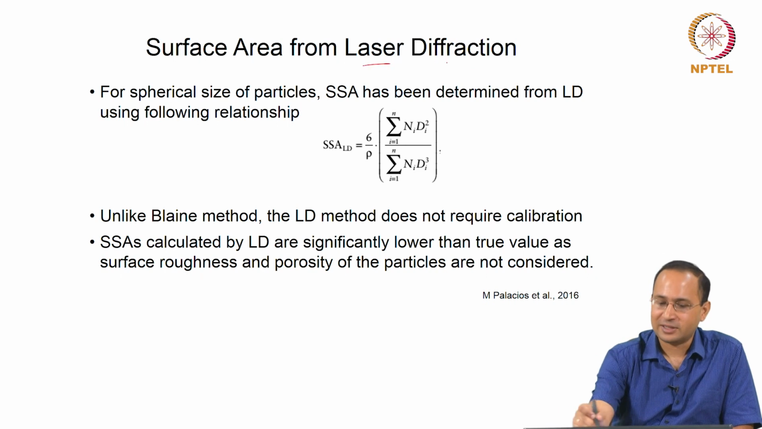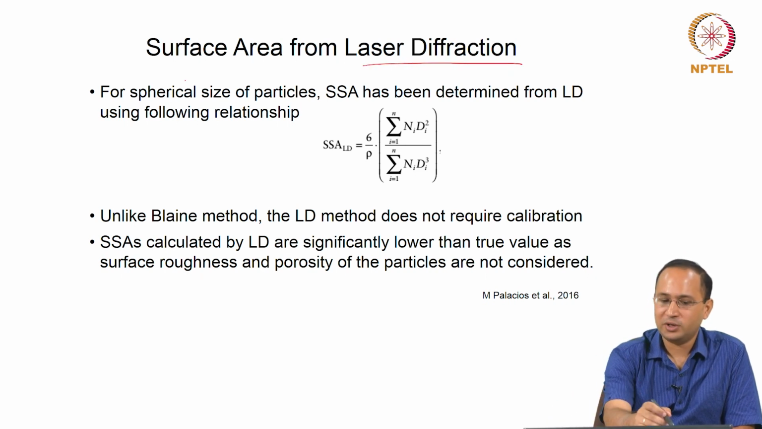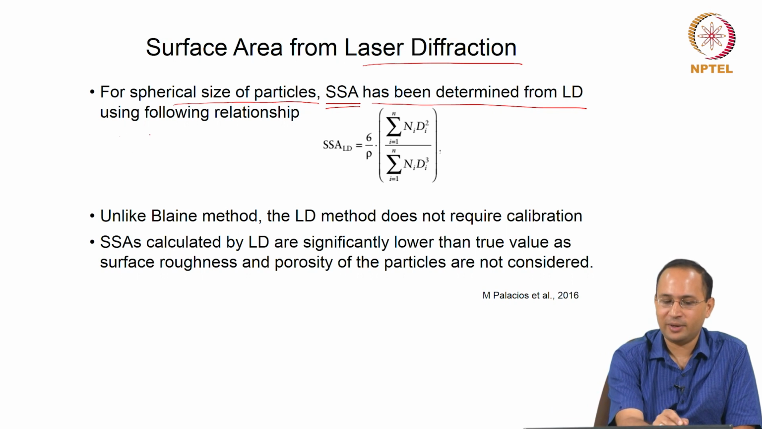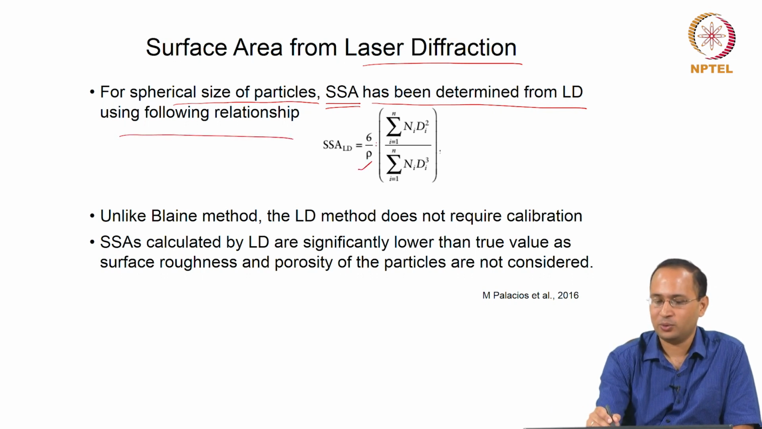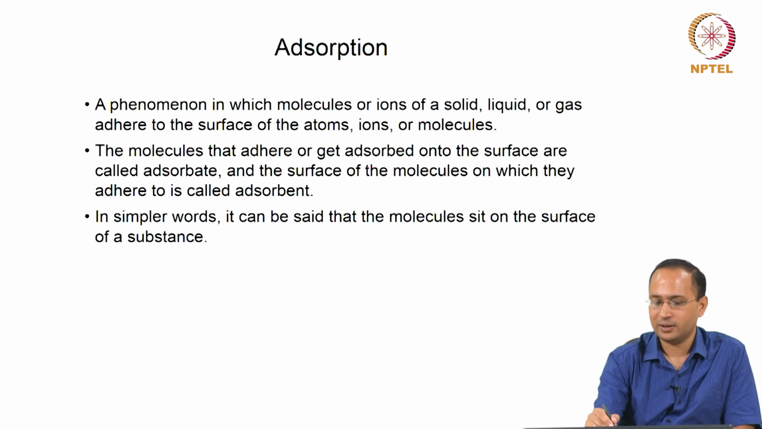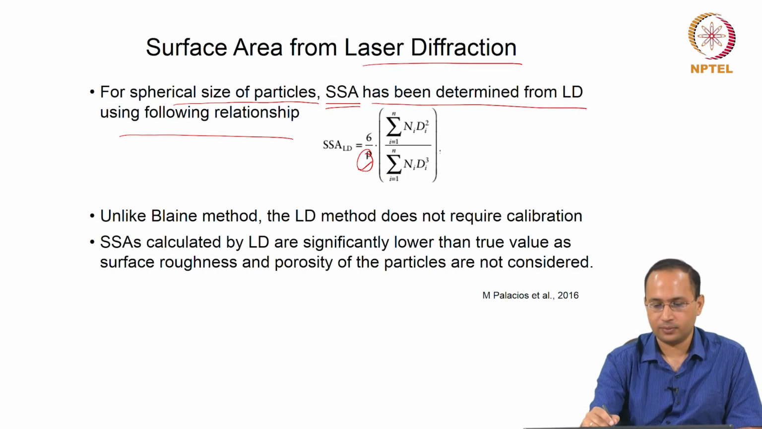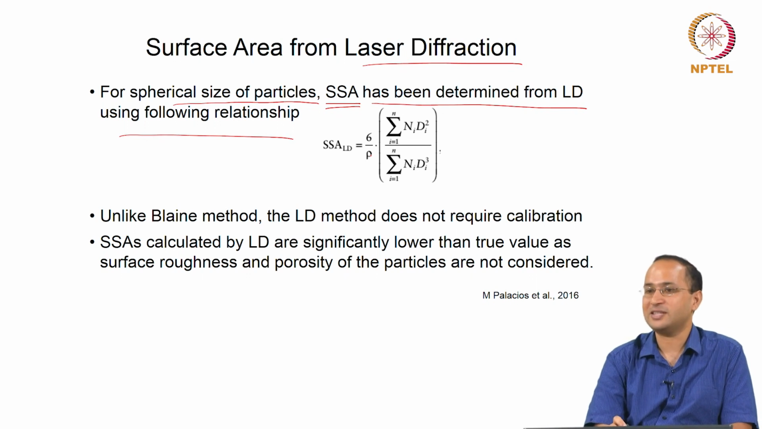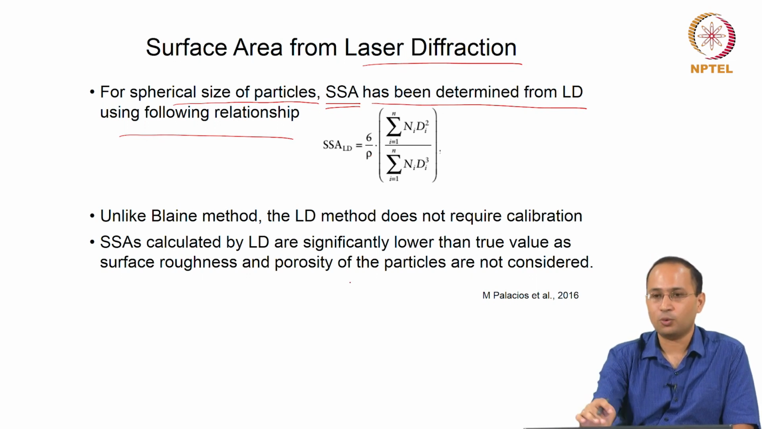We can also use laser diffraction, the same thing we discussed earlier, to determine the surface area. For spherical particles, the specific surface area, SSA, can be determined using this relation. Here, 6 over rho, where rho is density, and Ni, Di are the size intervals, Di is the average diameter in that size interval, and small n is the number of particles. You can use this to get the specific surface area. These are all quantities you already know when you do your laser diffraction.